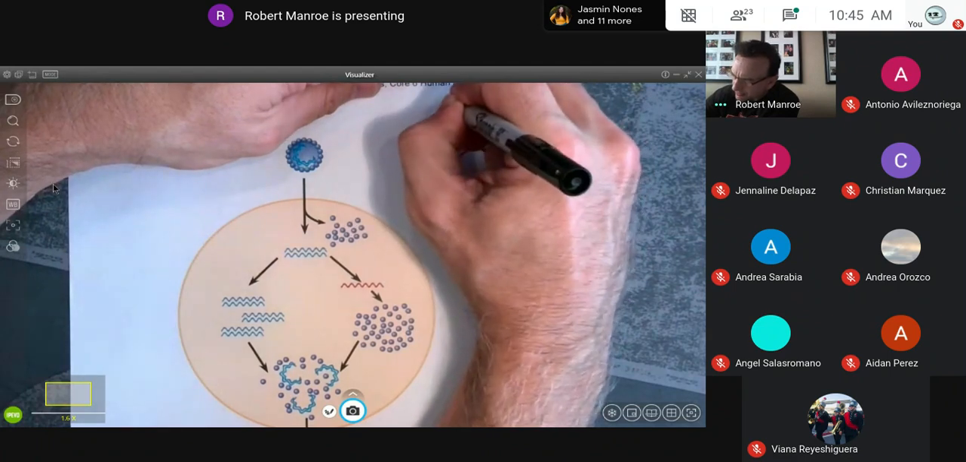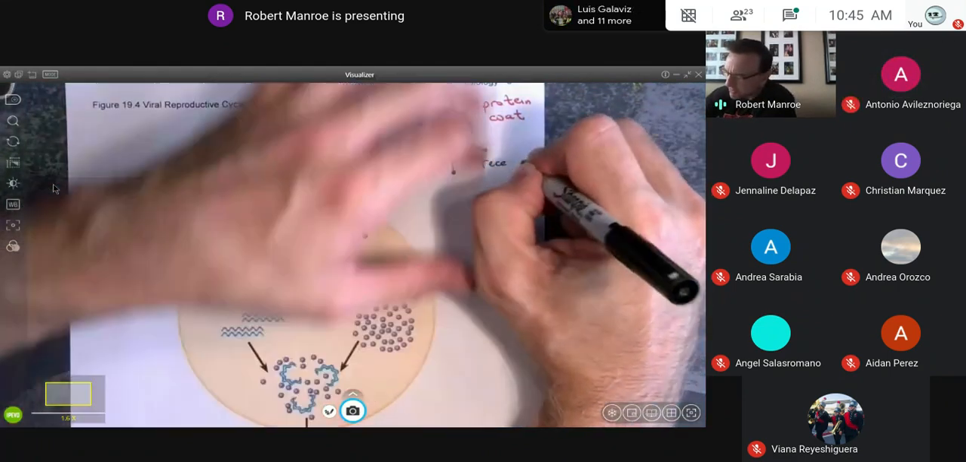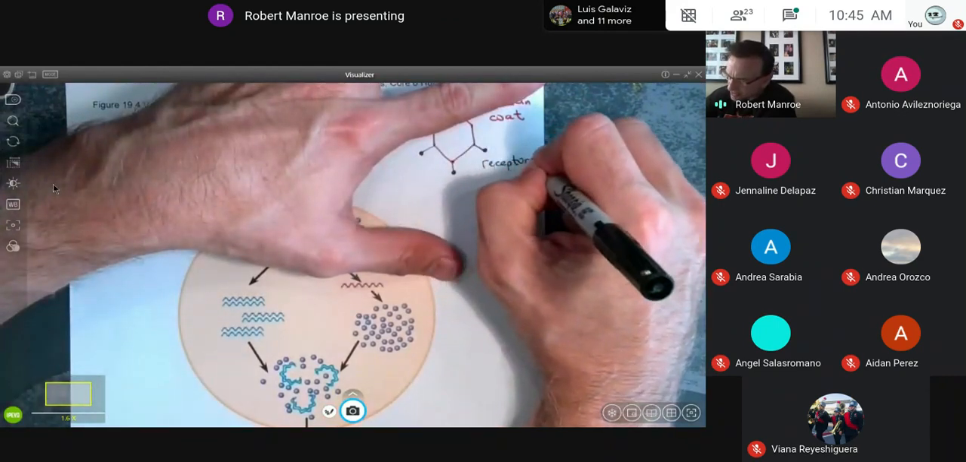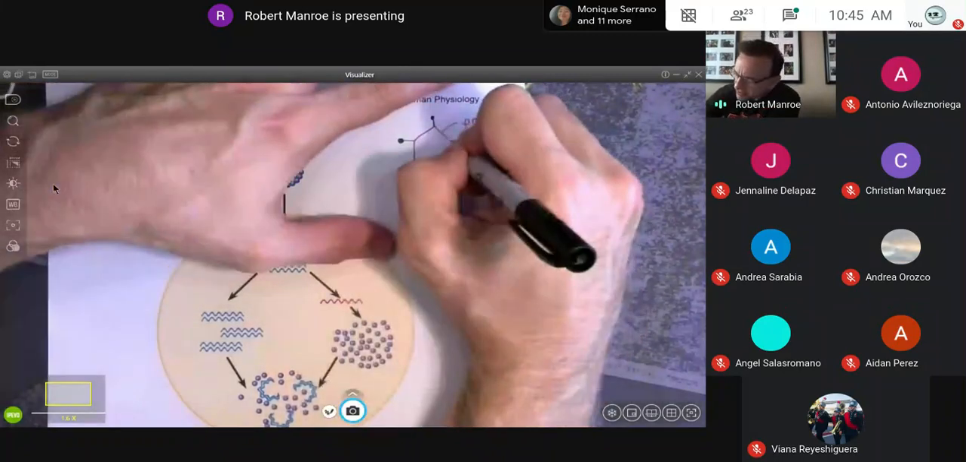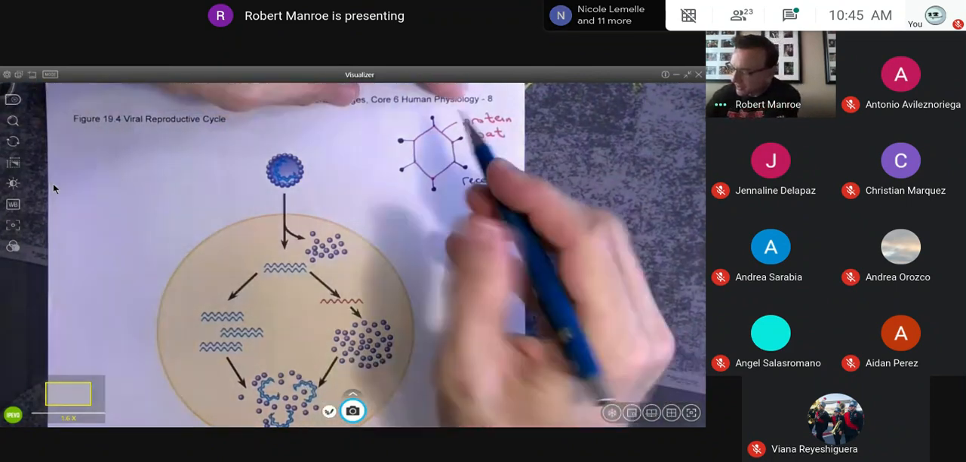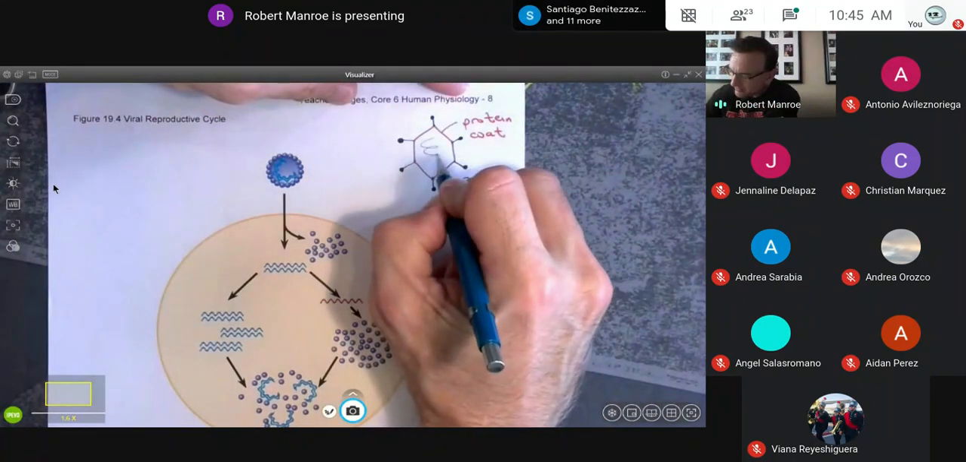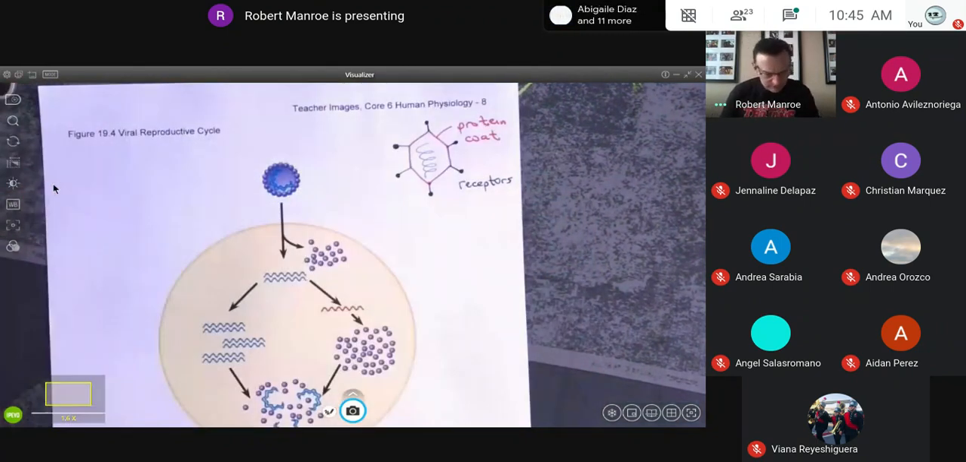You know how we talked about the surface membrane proteins? Yes, these are the surface membrane proteins. These receptors are surface membrane proteins. I should stick a little receptor in there just for balance. There you go. Okay. And then inside of the protein coat, there's genetic material, like such.